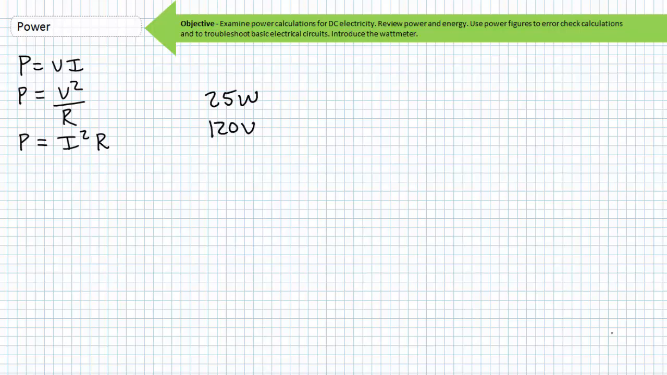What's the current supplied to a 25 watt CFL bulb if it's being supplied by a 120 volt source? This is easy. Power is equal to voltage times current. We know the power. We know the voltage. We want to solve for current. Divide both sides by voltage. Voltage cancels out. Current is equal to power divided by voltage. 25 watts divided by 120 volts yields roughly 208 milliamperes of current.